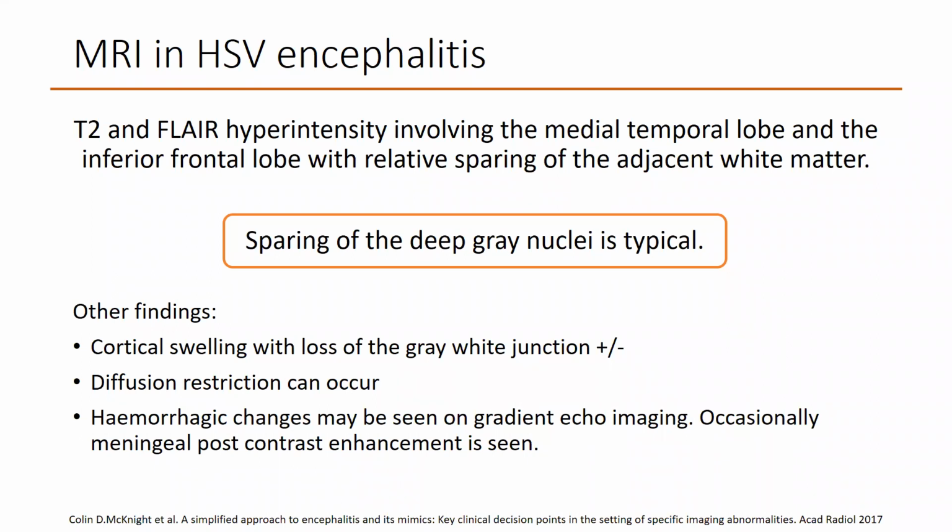In HSV encephalitis, there is T2 and FLAIR hyperintensity involving the medial temporal lobe. Also there can be involvement of the inferior frontal lobe. There is usually sparing of the deep gray nuclei. We have already seen that there can be patchy diffusion restriction and also some swelling of the cortex and the white matter. Hemorrhagic changes may be seen.